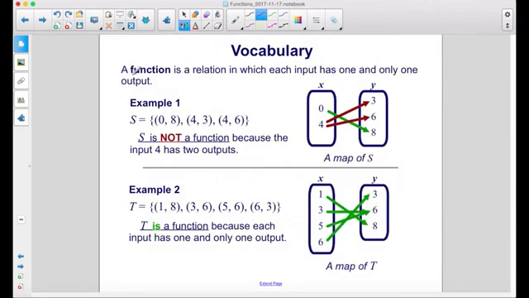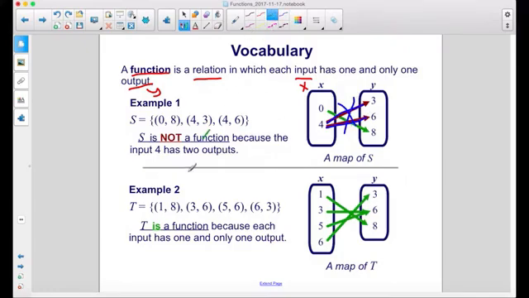All right, so now we get to functions. A function is a relation in which each input has one and only one output. Remember, a relation is a set of ordered pairs. In this case, S is the relation. The inputs are X values, and the outputs are Y values. So in this case, each X has to have only one Y. But as we can see from this map, 4 maps to 3 and to 6, which means that this is not a function.